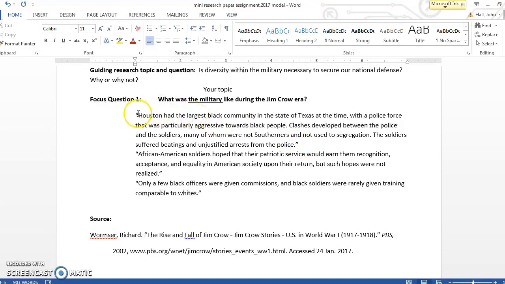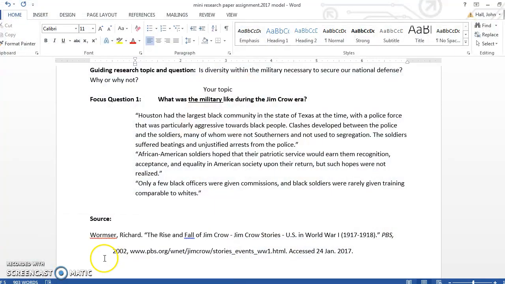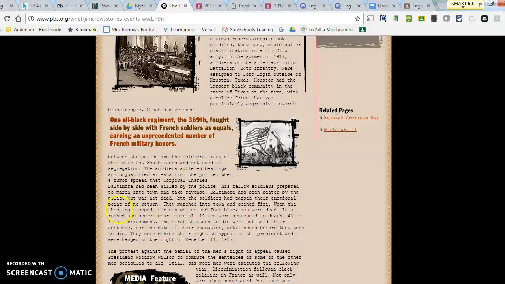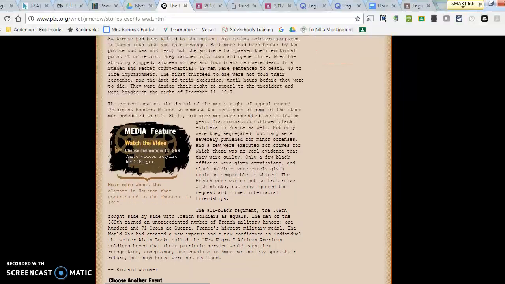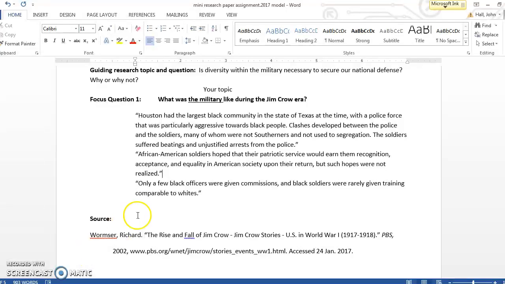So all I've done is I've taken this piece of information and I've put it directly, word for word, here. Now notice that I've put quotation marks around it as well. You can see I did the same thing with my other quotes. I went through and found 2 other items that I really liked, and again, word for word, I placed them in here with quotation marks around them.